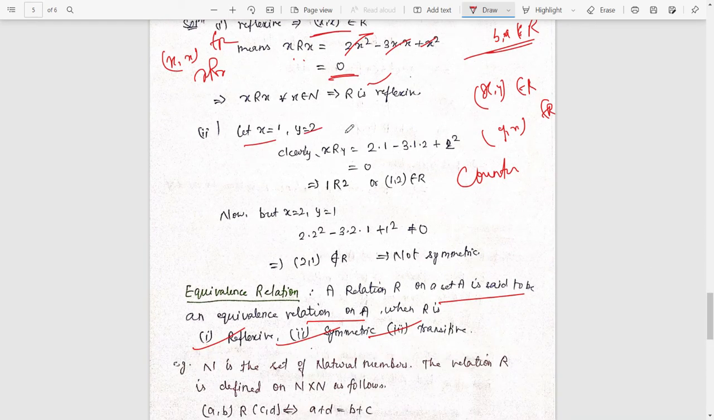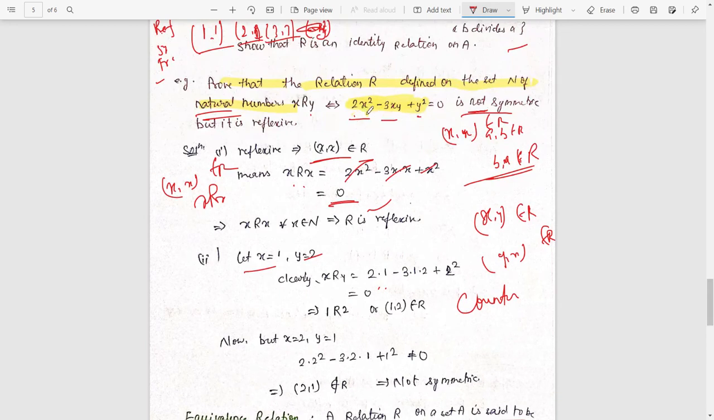Let's say x is equal to 1 and y is equal to 2. If you put x is equal to 1 and y is equal to 2, obviously instead of y you have to put 2. So x is 1 here, y is 2 here. So this is 2 into 1, 3 into 1 into 2, into 2 squared. So this is 4 plus 2, 6, and this is 6.